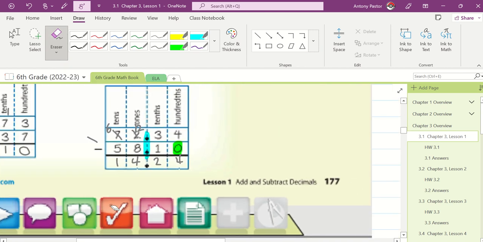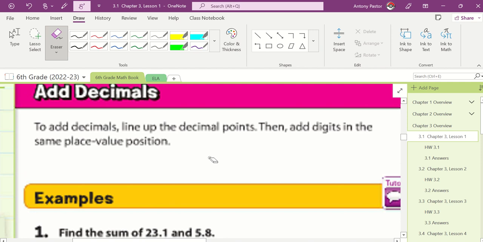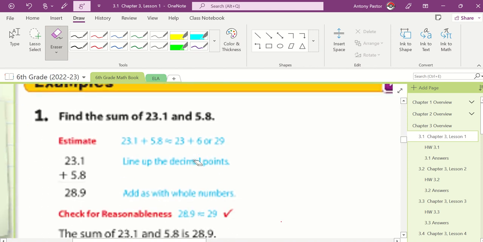Now, moving on, we're going to do a few examples here. This lesson will not be a big one, but we are going to go over a few things. To add decimals, line up the decimal points, then add digits in the same place value position, just as we went over. So if we're finding the sum, and remember, anytime they say the sum or the difference, those are academic terms. The sum will be the answer to an addition problem, and the difference will be the answer to a subtraction problem. So find the sum of 23.1 and 5.8.